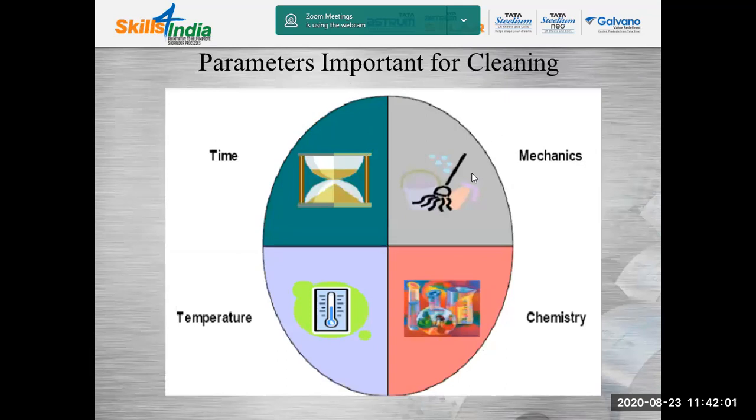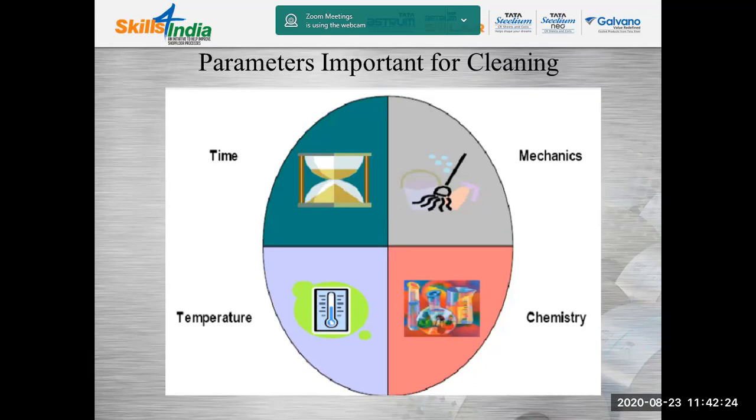Parameters important for cleaning. Number one is time. Time is very important and it depends on the chemical, from one supplier to another. So please stick strictly to the time guided by your supplier.